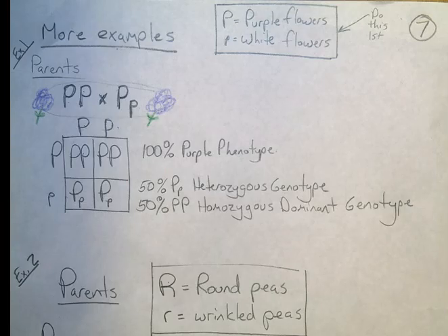Here we have some more examples of different crosses with a monohybrid cross, or just one trait analyzed at a time. Here we have two parents. One is big P, big P, or homozygous dominant. The other parent is big P, little p, or a heterozygote. They're both going to appear purple.